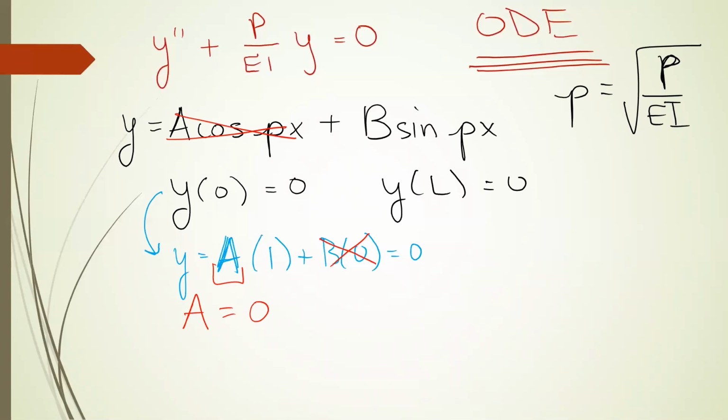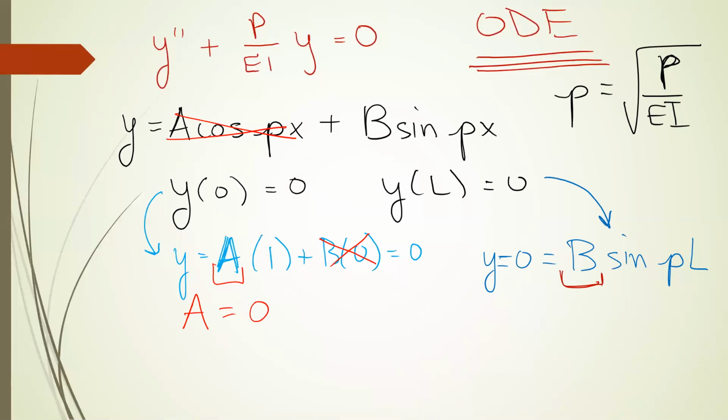And then we come over here to the other one, and we plug in L, and we get that y equals 0, which equals B times the sine of pL. We can make this 0 in a couple ways, right? We can say that B is 0. What does that do? It means there's no deformation. What we've done is we've said that it doesn't deflect.